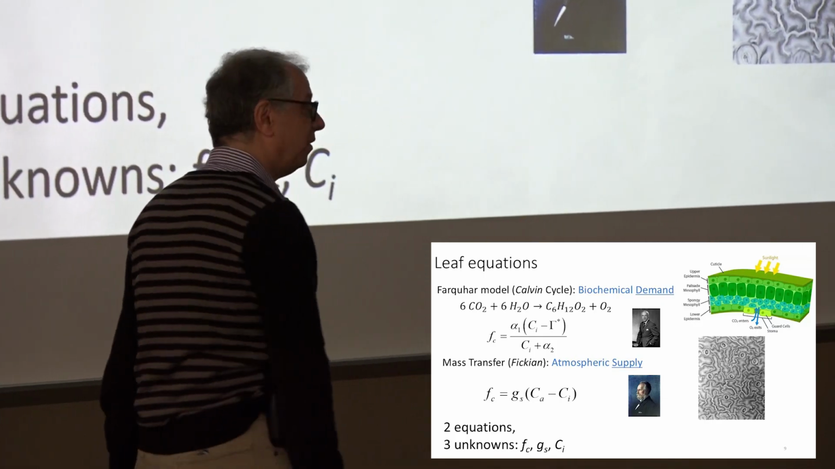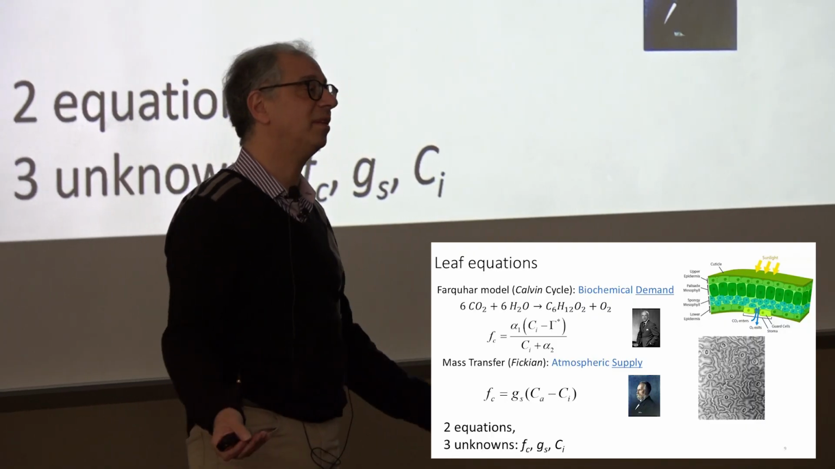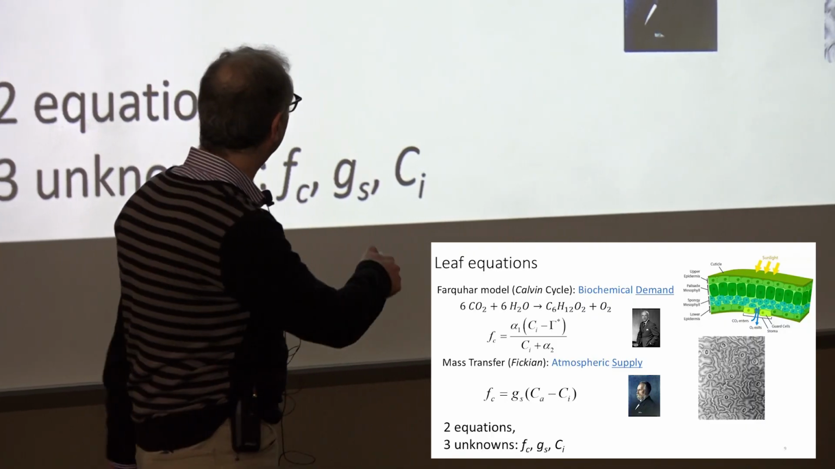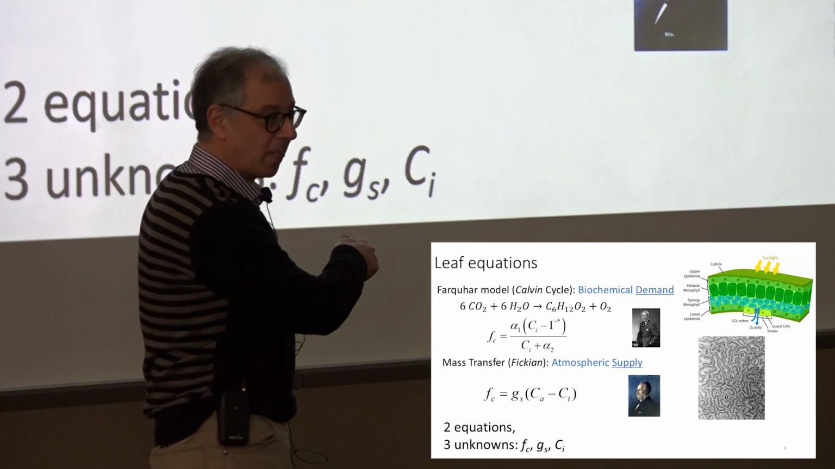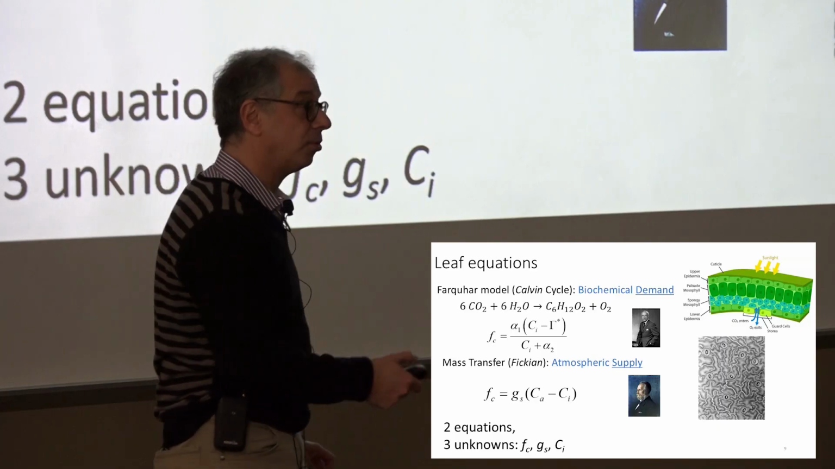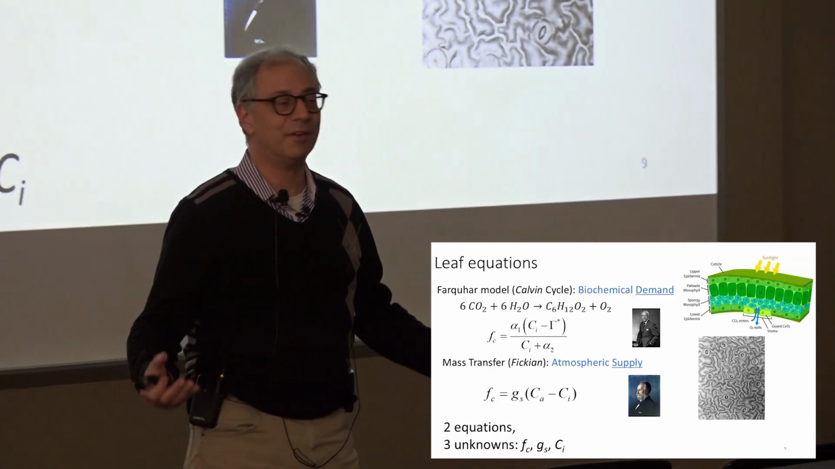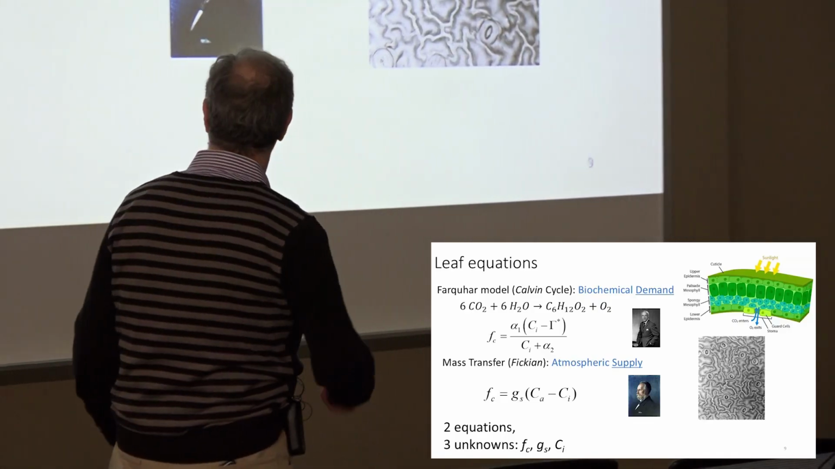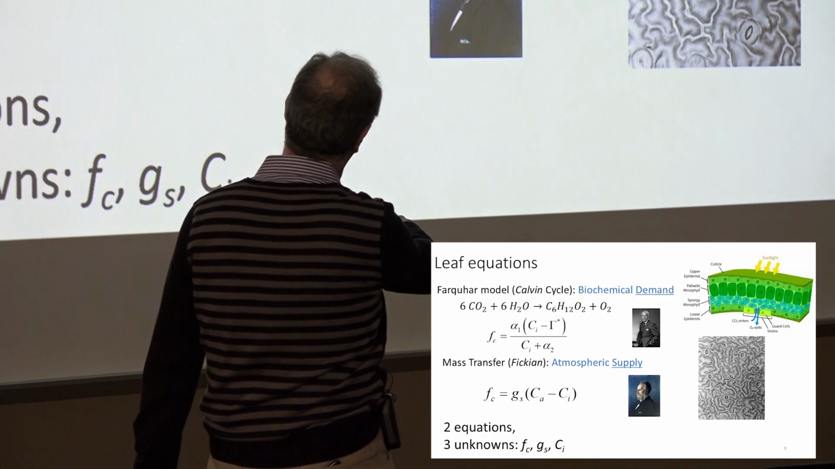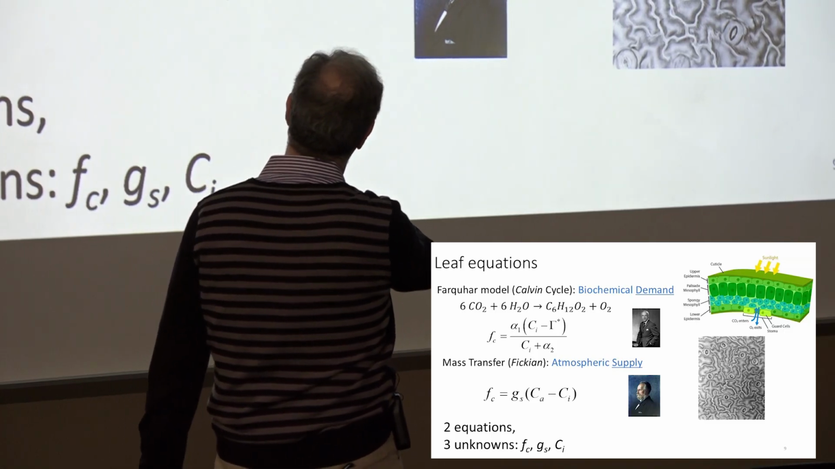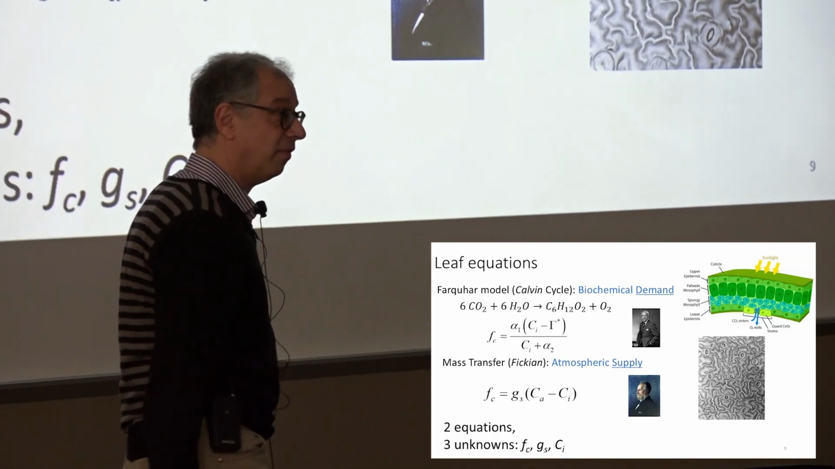This is basically, if you borrow from engineering, nothing but a reservoir problem. You have an outflow, in this case the biochemical demand, as a function of storage, in this case the internal CO2 concentration. So you could think of it as a simple nonlinear reservoir. It's a saturation function. As the internal CO2 concentration increases, the photosynthesis saturates to a maximum value.